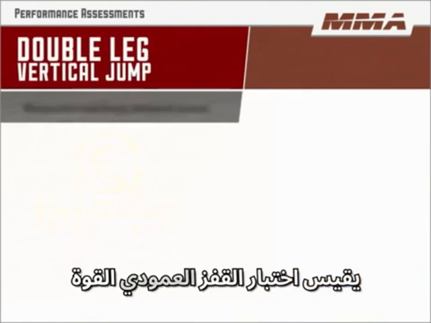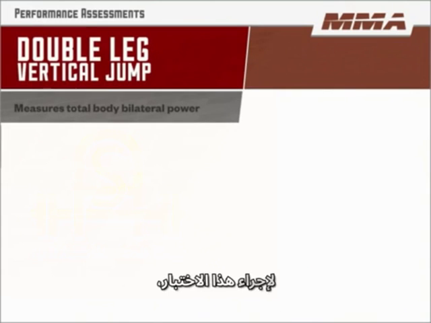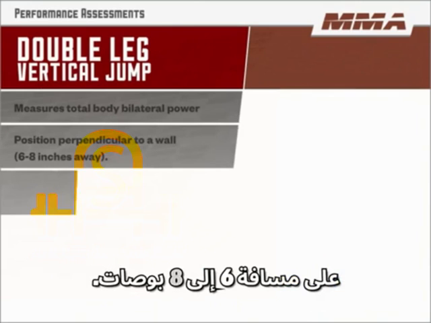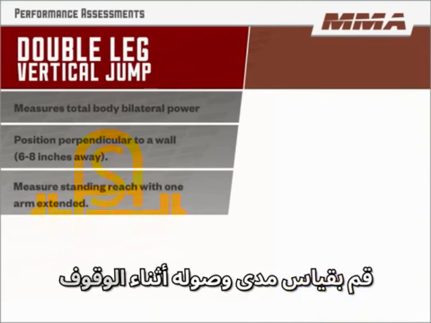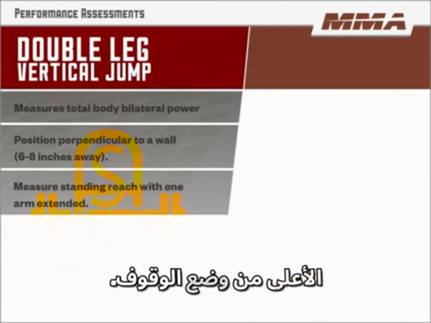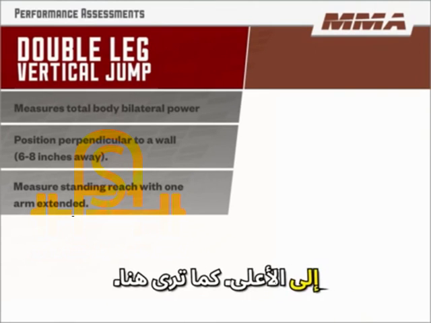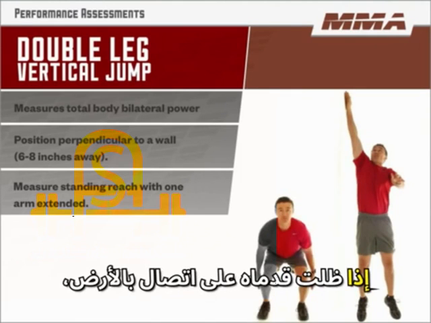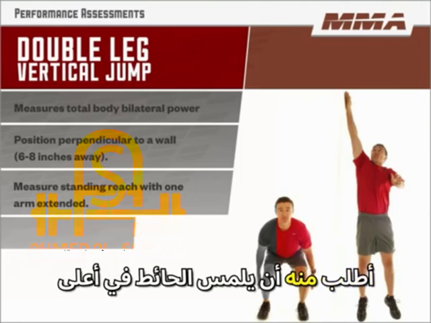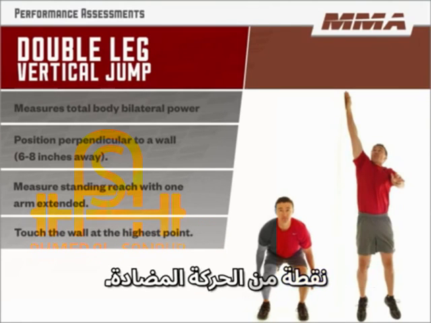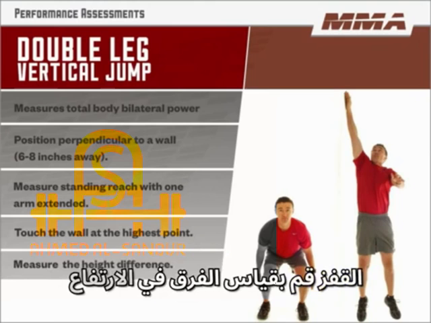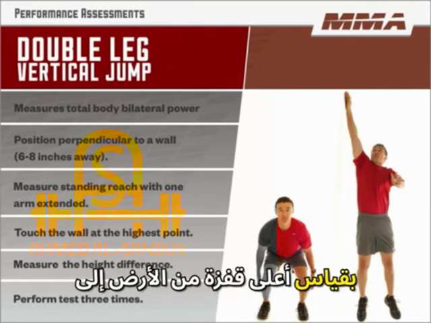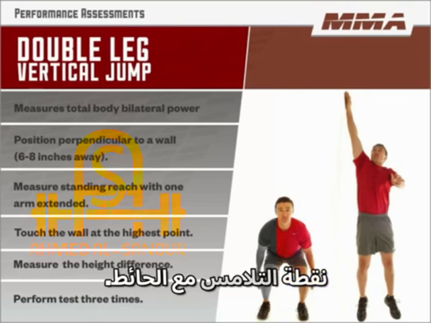The vertical jump test measures total body bilateral power. To perform this test, position your client perpendicular to a wall, 6 to 8 inches away. Measure his standing reach with one arm fully extended upward. From a standing position, direct him to jump explosively upward like you see here. He can perform a counter movement or a squat prior to the jump if his feet maintain contact with the floor. Instruct him to touch the wall at the highest point of the counter movement jump. Measure the height difference between the standing reach and jumping height. Perform the test 3 times and measure the highest jump from the floor to the point of contact with the wall.